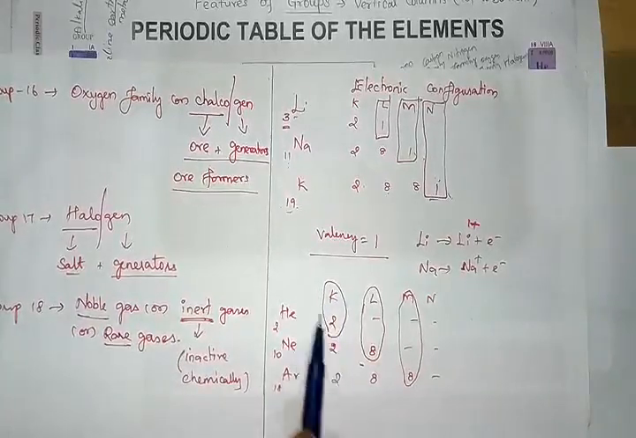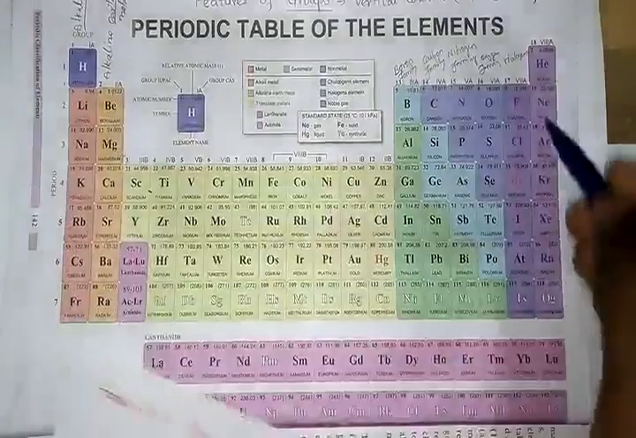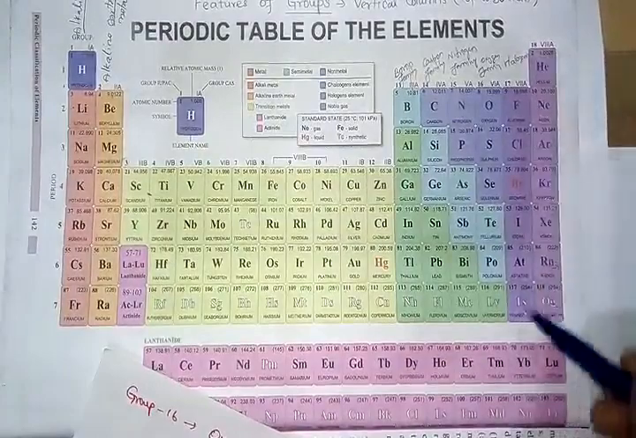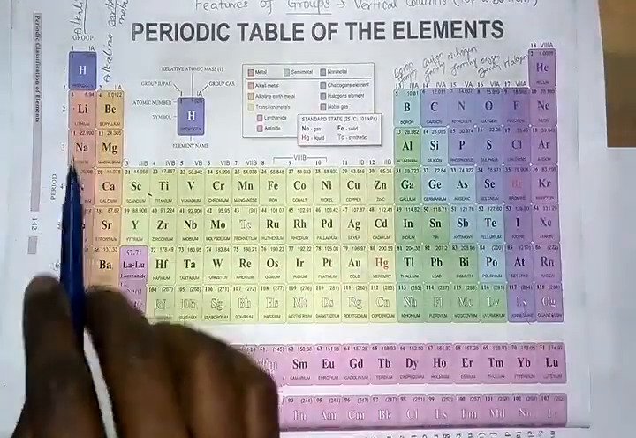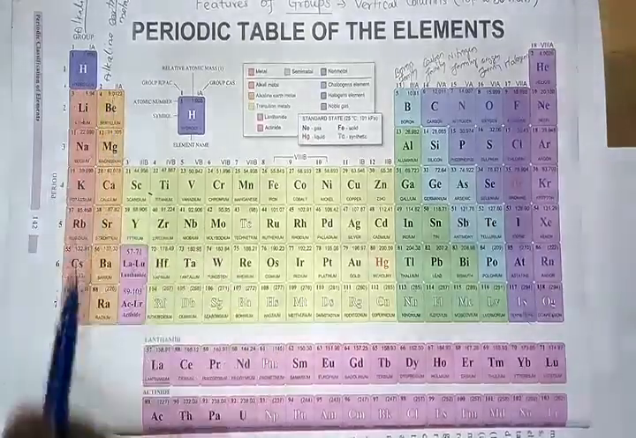It has only 2 electrons, whereas neon and argon have 8 electrons in the valence shell. Other elements too have 8 electrons in the valence shell. So this group alone is an exception in this case. So generally the group number is nothing but the valency for metals.